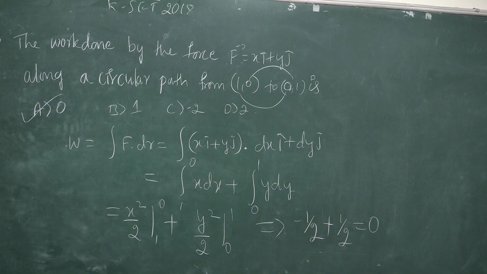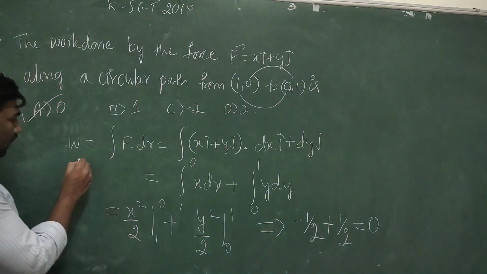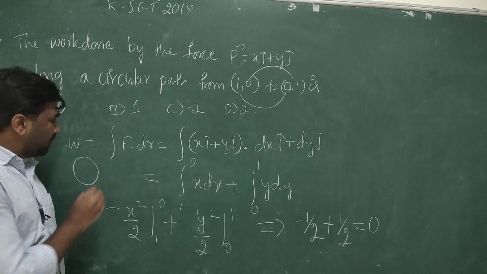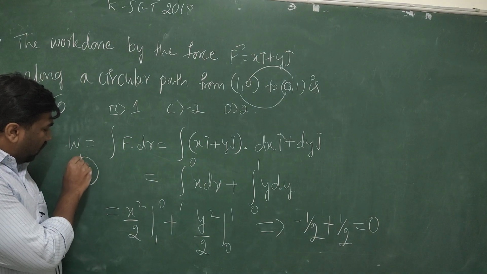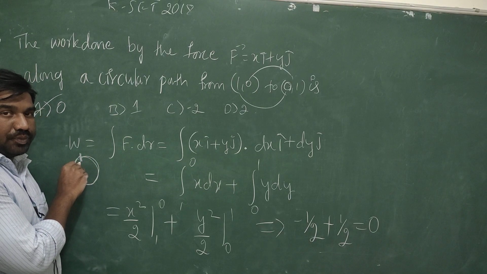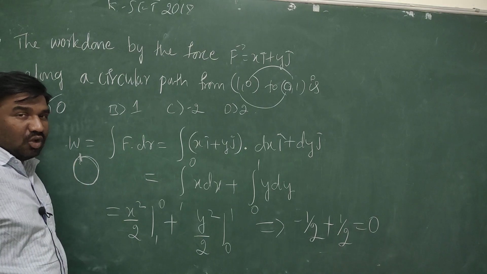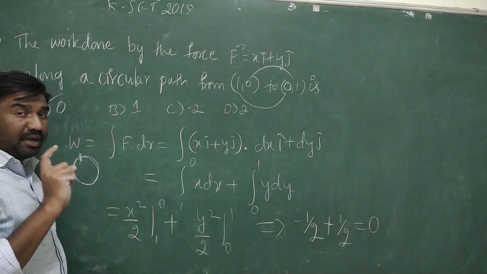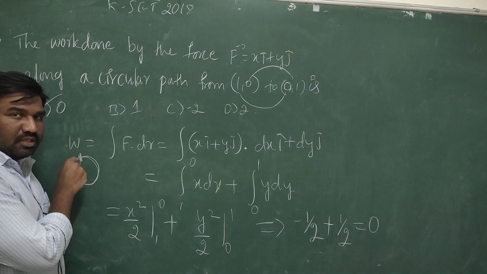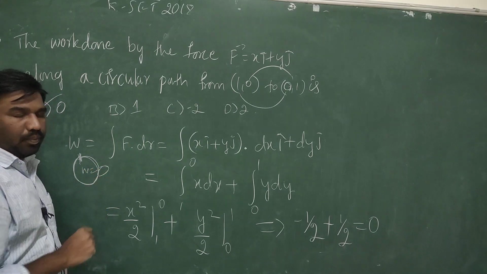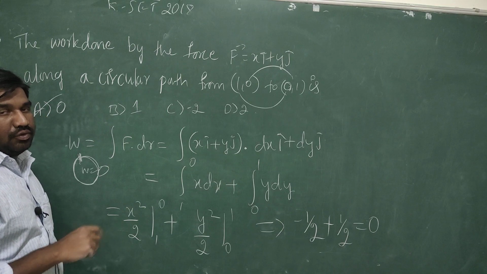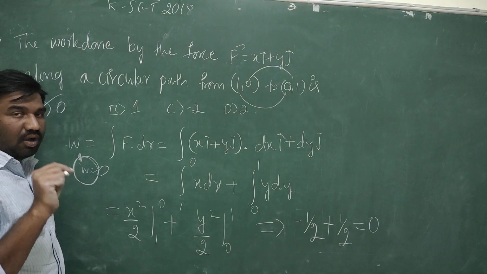And also we can remember this, for a circular path work done is always 0. Why? Because the particle which starts actually ends at the starting point. So we also know that work done depends only on final position and initial position. If final position and initial position are the same, then work done is 0. It is path independent. Okay. For a circular path, work done is always 0.